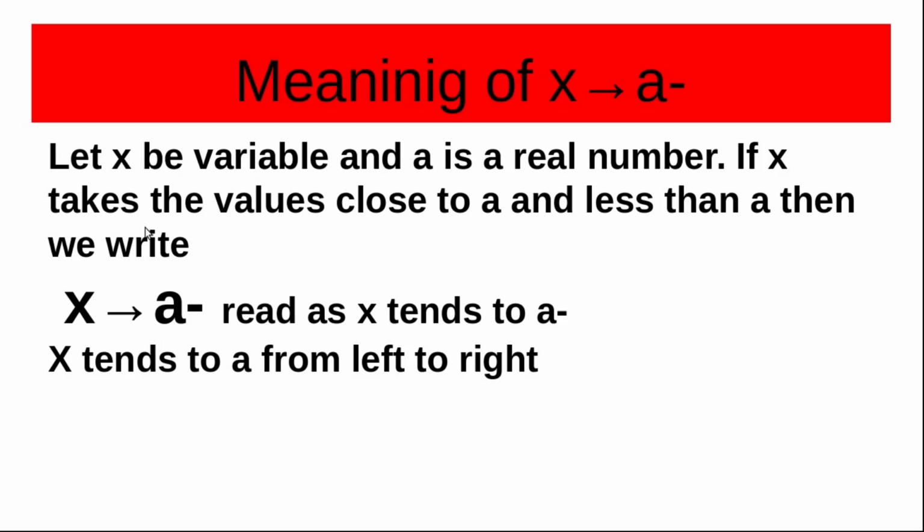If x takes the values close to a and less than a, then we write x right arrow a minus, read as x tends to a minus. That means x is a variable that takes the value very close to the number a and it must be less than a. Then we write x tends to a minus. That means x is tending to a from left to right.